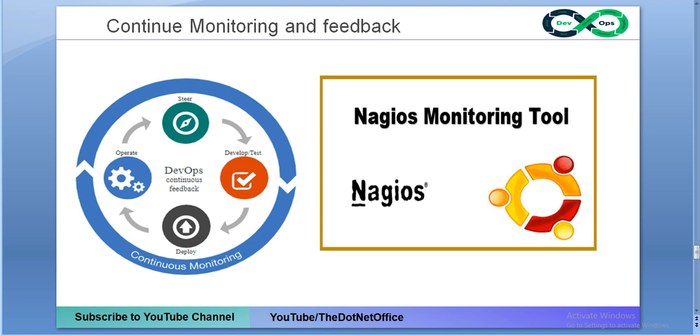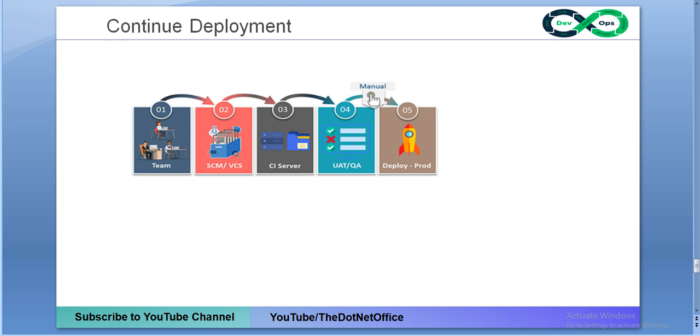And based on that, we can get the feedback from the client, and we can give it to the developer, and they can take action on this. And the next is continuous deployment. So we have seen all the stages of the DevOps life cycle. The next and final step is continuous deployment.